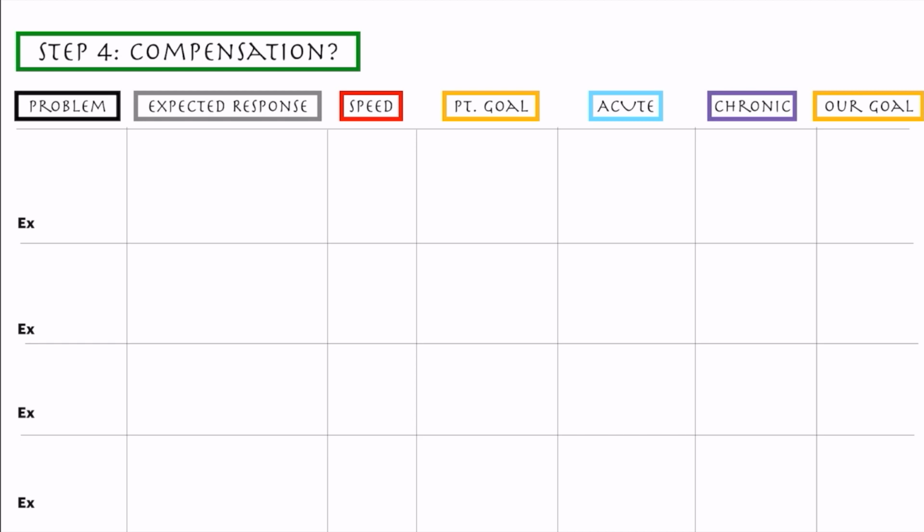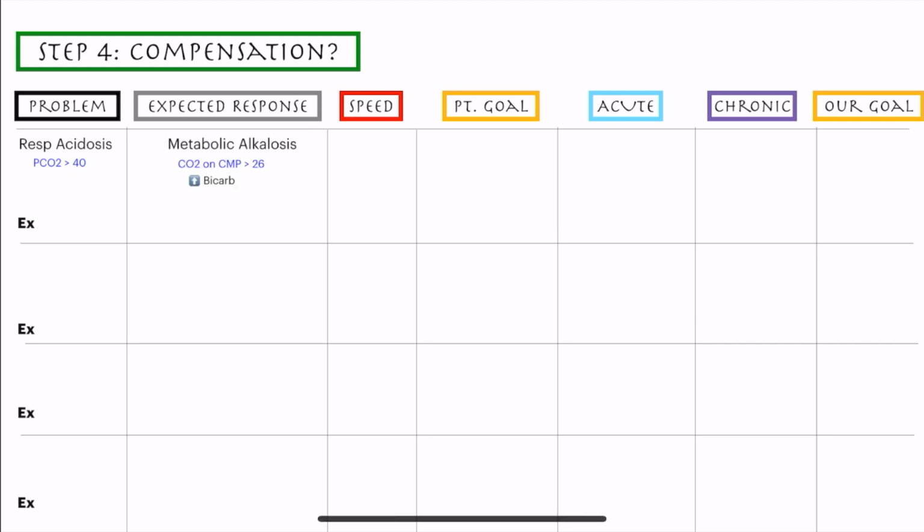But this is where you spend the majority of your time, because you need to figure out how the patient is compensating. So starting with our respiratory problems, respiratory acidosis, PCO2 greater than 40, remember, mid-range, you anticipate that the patient will develop a metabolic alkalosis. And this, for my numbers, would be of more than 26, so a rise in your bicarb level. This is going to happen slowly because the kidneys don't do anything fast. You can have acute compensation and you can have chronic compensation.